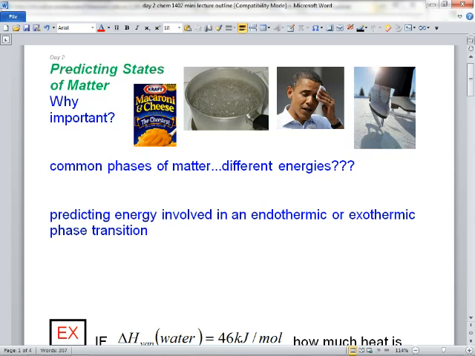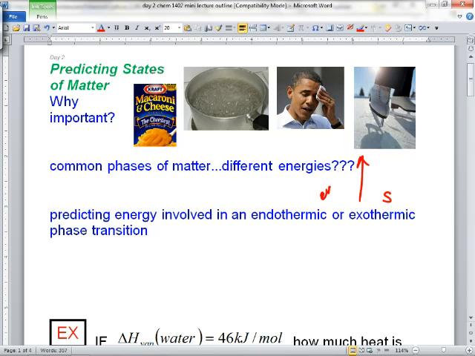Grace, what are they called? Phases, but states also. What are the states of matter? Liquid, gas, and solid. Do they have different energies? In fact, which one has the lowest energy? Solid does. So if you go up the energy scale here, solid, and then it's going to be liquid, and then gas or vapor has the highest energy.